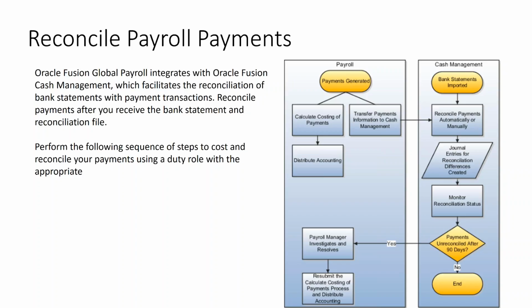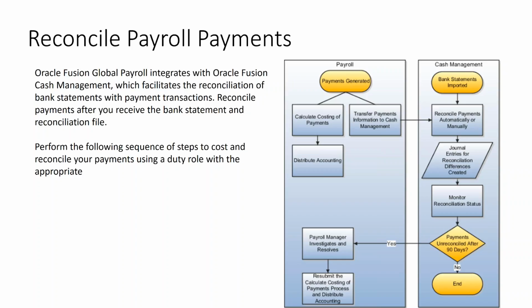Now at the cash management end, after you have done the payment, you import the bank statements and then reconcile the payments manually or automatically. If you are using Fusion Cash Management, you have the option to load the bank statements back into Fusion and then run the reconciliation process. Now the journal entries are created for the reconciliation, and there you can exactly see what you have received from payroll and what has actually been paid by the bank.